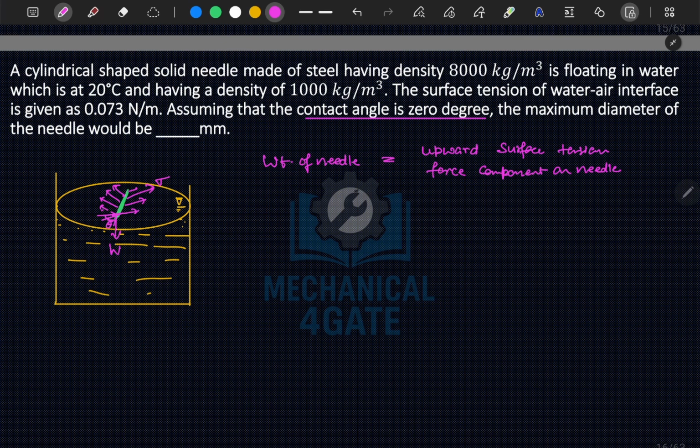Your weight of the needle is given by W, that is rho times volume times acceleration due to gravity g. This should be equal to sigma times cos theta, the upward component of the surface tension, times the length. Length of contact is 2 times the length of the needle.